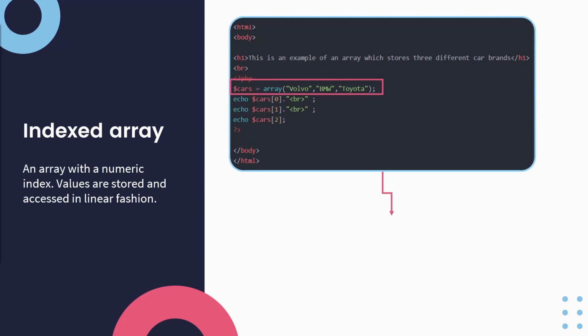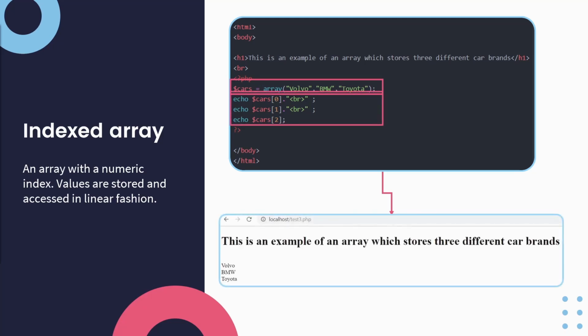So what we have over here is this variable called cars, and then we assign it an array with three values: Volvo, BMW, and Toyota. And this is what the output looks like should we call this array with an echo function. At the 0th index, we have Volvo. At the first index, we have BMW. And at the second index, we have Toyota.